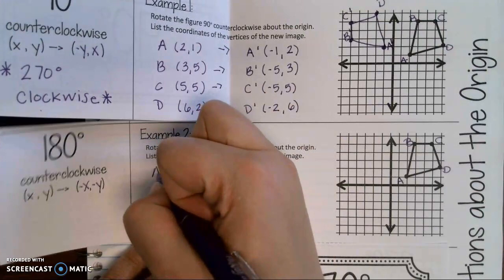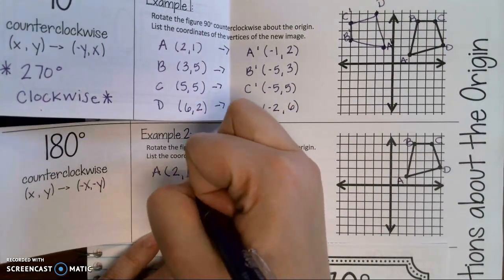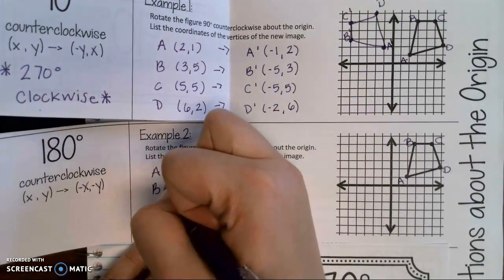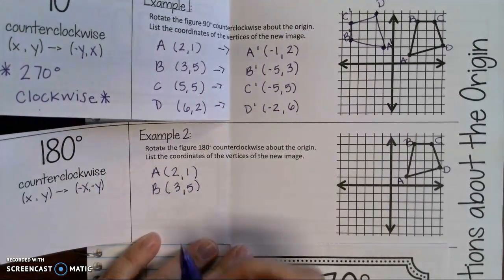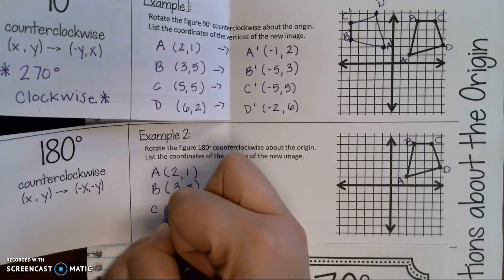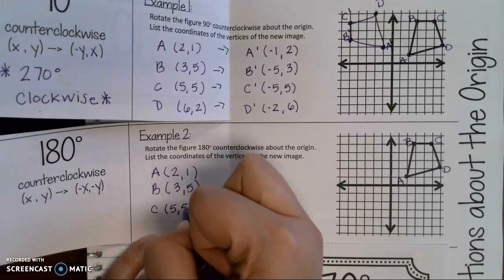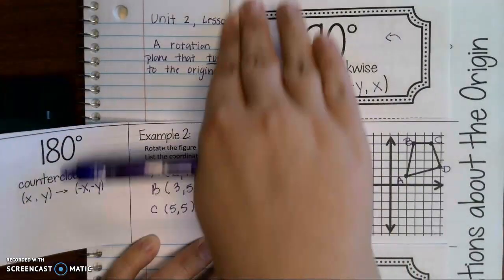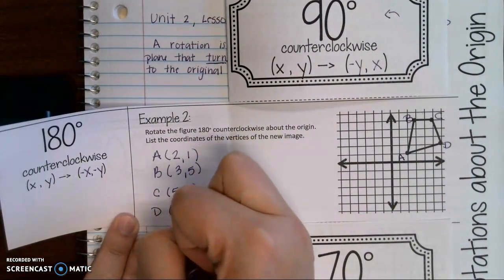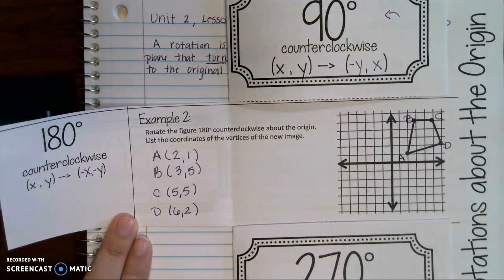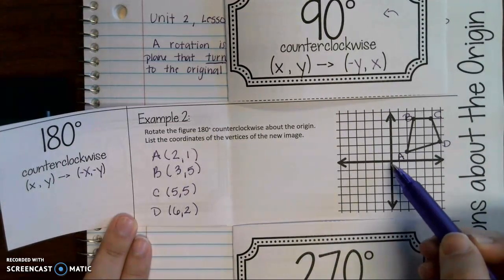My original A is at 2, 1. B is at 3, 5. C is at 5, 5. And D is at 6, 2. Those are all of our original coordinates, where I start counting from the origin.